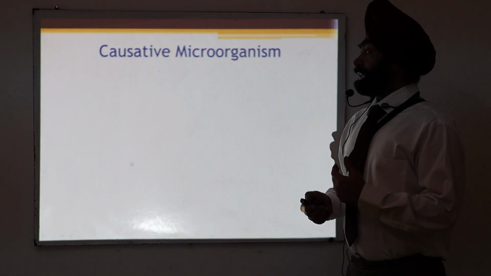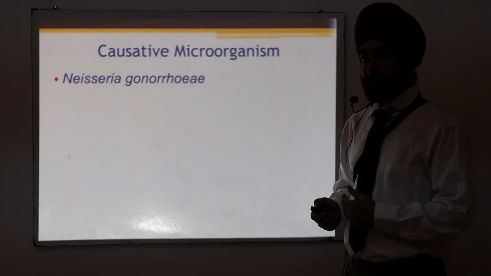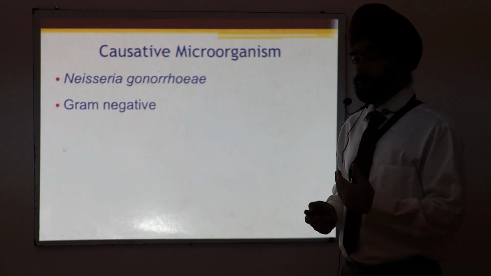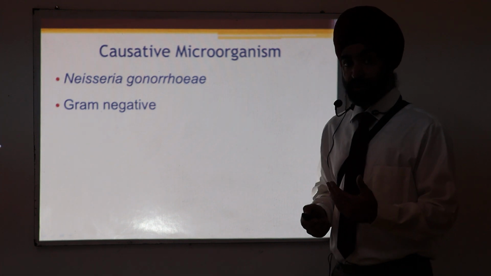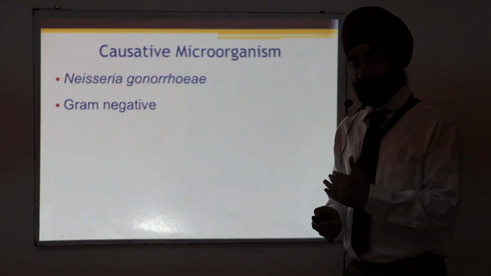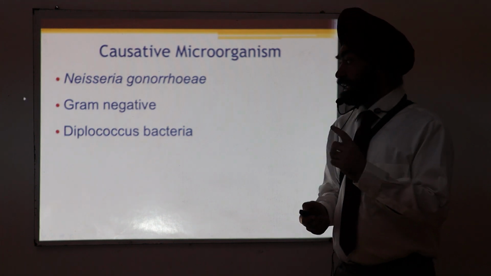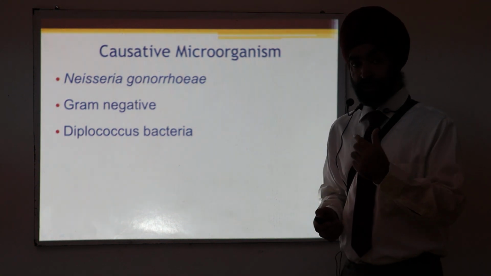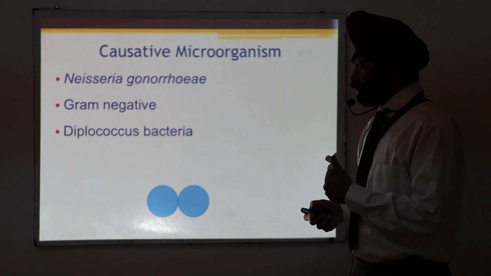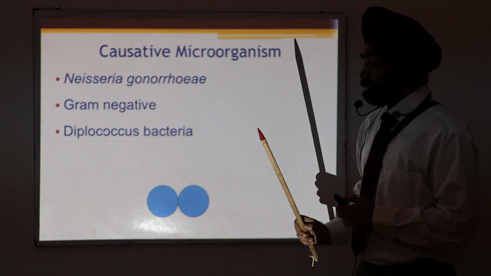Gonorrhea is a bacterial infection. It is caused by a bacteria called Neisseria gonorrhoeae, which is gram-negative in nature. Gram is a type of stain, and there is a specific method by which we say it is gram-positive or gram-negative. Coming to the shape, it is diplococcus, that means two spherical coccus bacteria joined with one another. So this is the coccus, and two are joined, so it is diplococcus in nature.